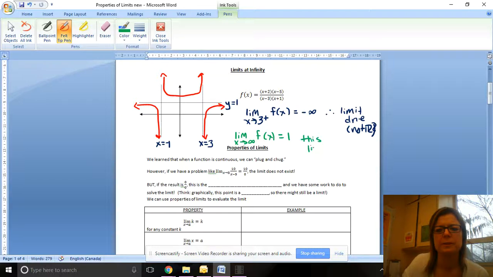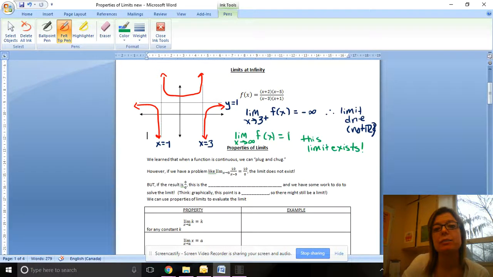So I just wanted you to get the difference in the understanding that if there's an infinity on the right side, then the limit does not exist. Okay, the limit can't equal infinity for it to exist, but you can have x approaching infinity as long as the function is approaching a specific real number.